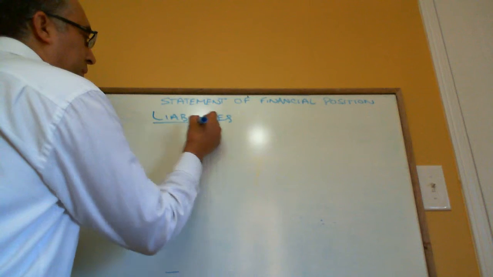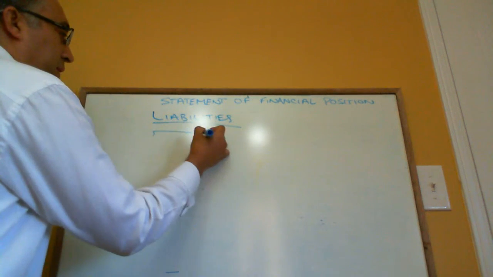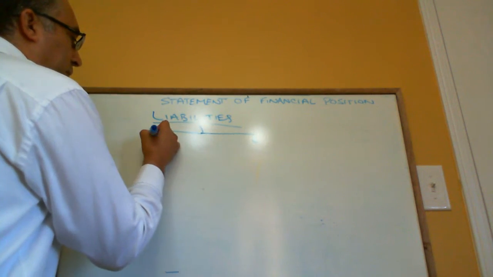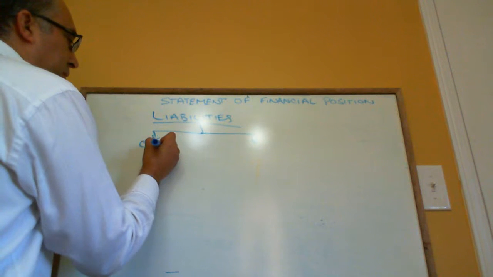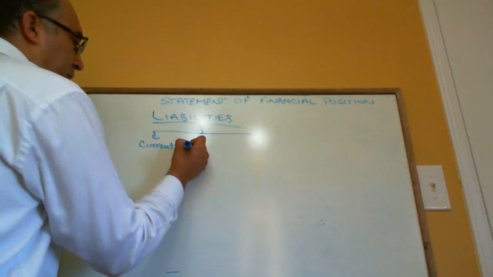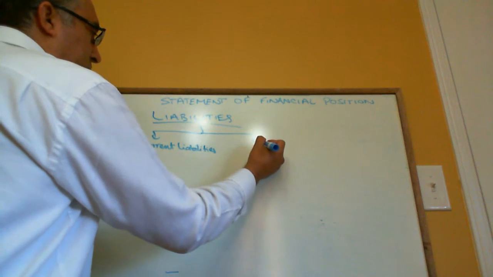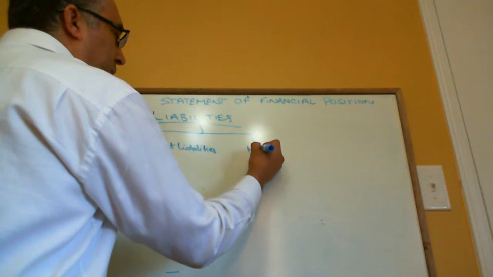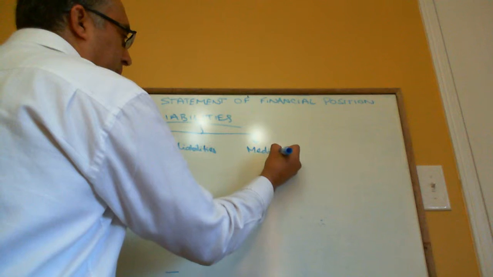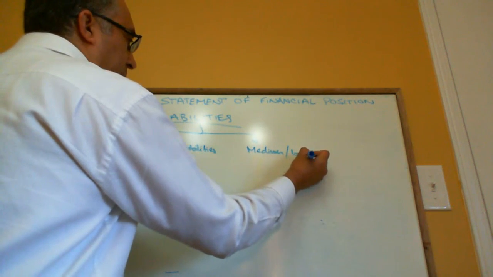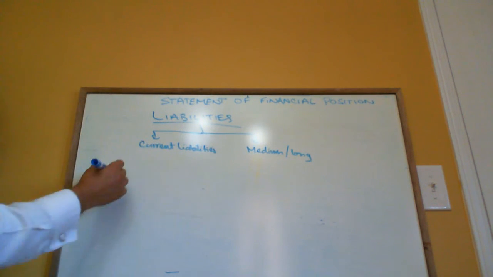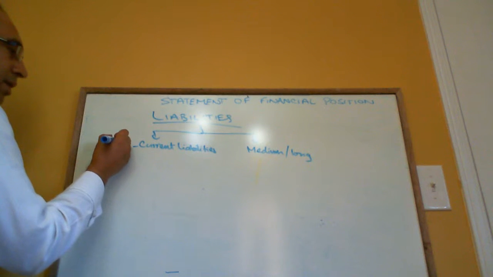So that money which the company has to pay off within 1 year is called current liabilities. And those which they don't have to can be medium or long term, depending on how much time they have to pay it back. These have to be paid within 1 year.